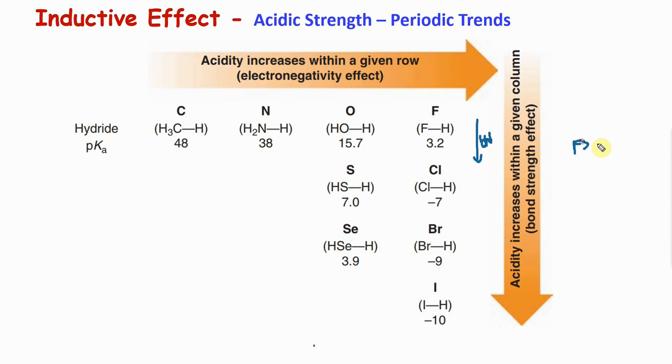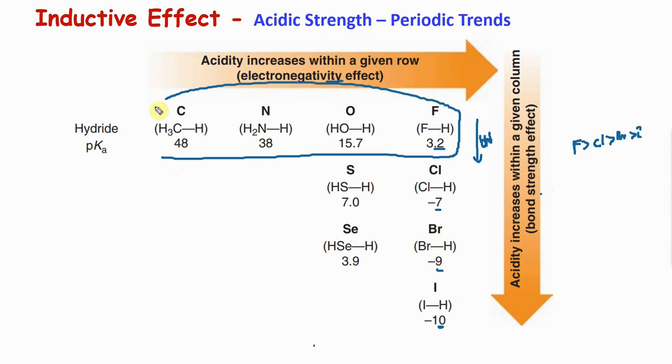I know that fluorine is stronger than chlorine, bromine, iodine in electronegativity. But when you look at the pKa values, the lower values are further down. Acidity increases going down within a given column. This is not because of electronegativity, this is because of bond strength. This particular trend, do not worry, we will see in periodicity. This is what you want to know for now at least.